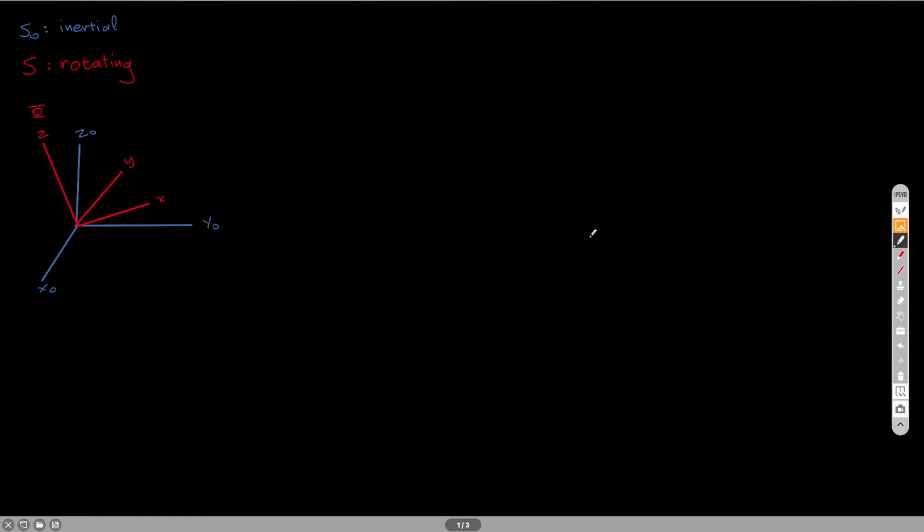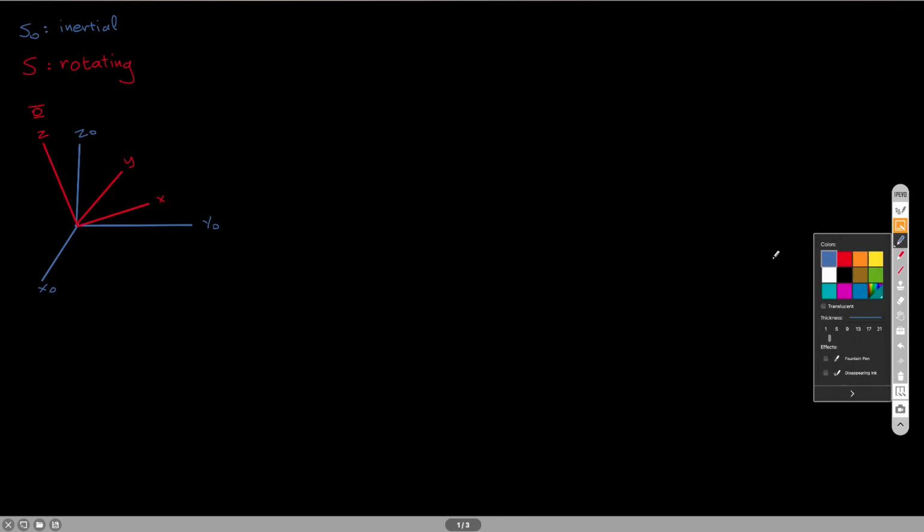In this video, I will talk about time derivatives in a rotating frame of reference. With blue here, I'm showing my inertial frame of reference S sub 0. This is the origin, and I have the x naught direction, the y naught, and the z naught direction. This is my inertial frame of reference.